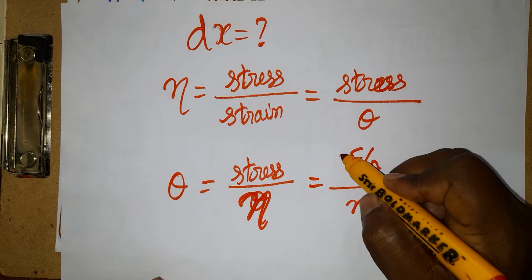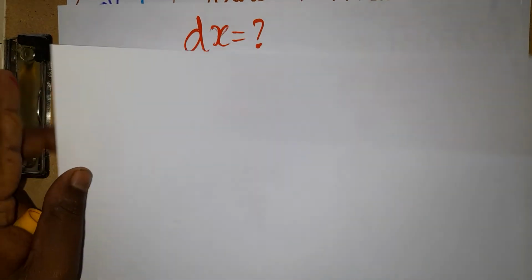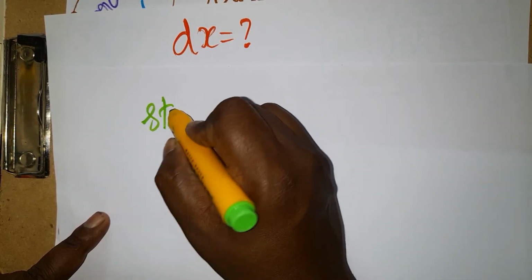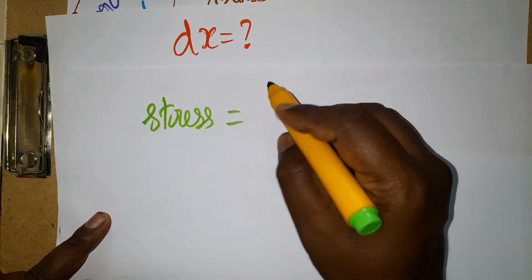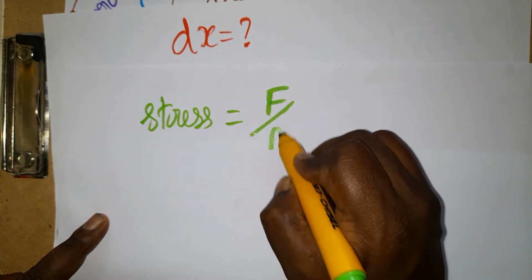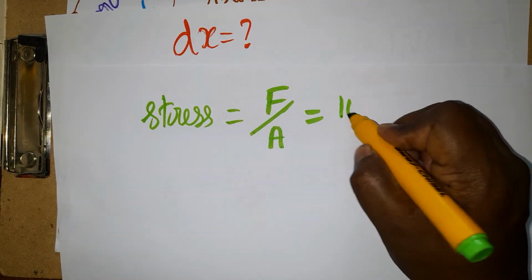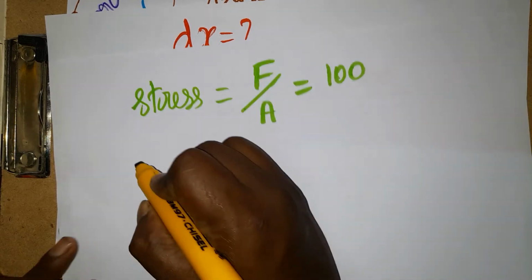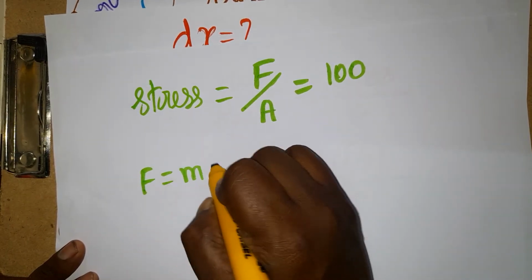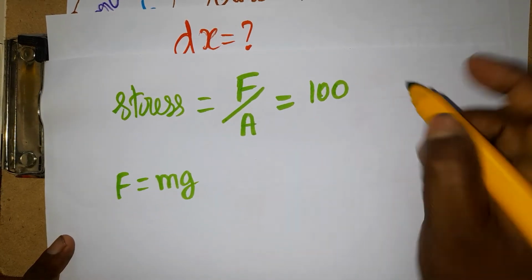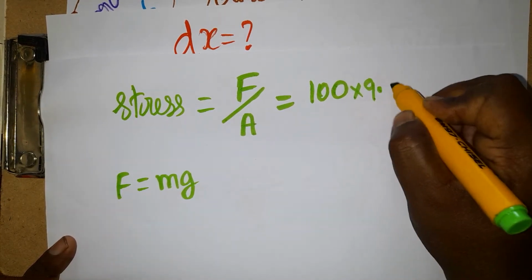First I'm going to calculate the stress. Stress is called force per unit area. So how much force did I apply? The mass is 100 kg. Force is equal to mass into acceleration, mg. The weight here is the force. So 100 into 9.8 is the force I applied.